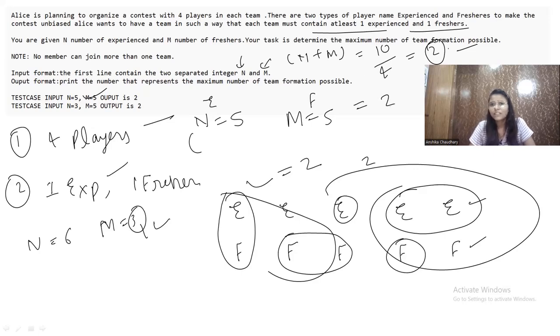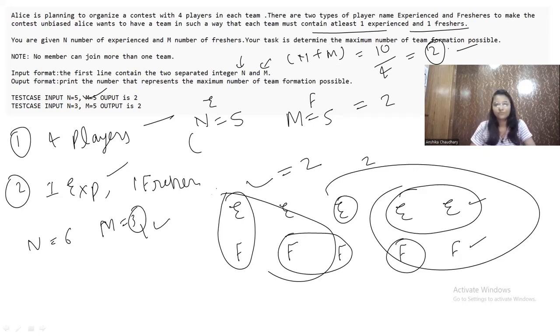So let's apply this formula, (n plus m) upon 4, on all the test cases, and let's find out whether it is really correct or not, or we need some additional features to add, so that our code will work for all the test cases. We will check if it is working for all the test cases or for only some.